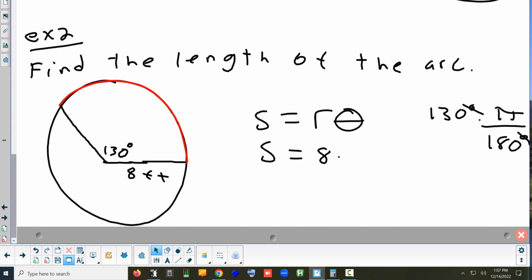Okay, degrees is gone. And both of those numbers are divisible by what? 130 and 180. 10. So easy enough, we can just go like that. So the angle is 13 pi over 18. So 13 pi over 18.